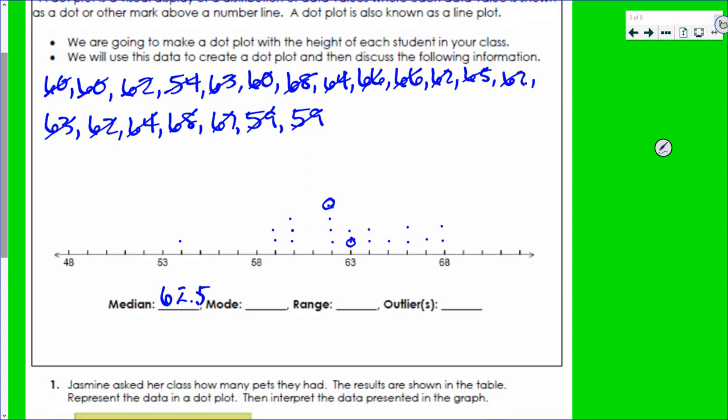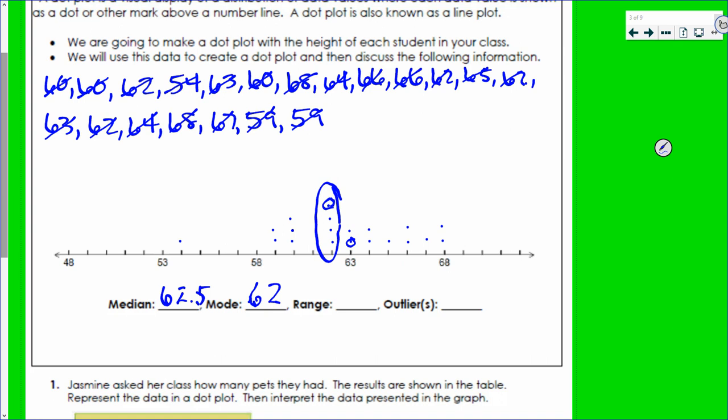Okay, now mode. Here's the other good thing about a dot plot. My mode should pop right out to me. Can everybody tell what the mode is? 62. It's the only one that had 4 data points. Okay, so 62 has the most. That's what mode is.